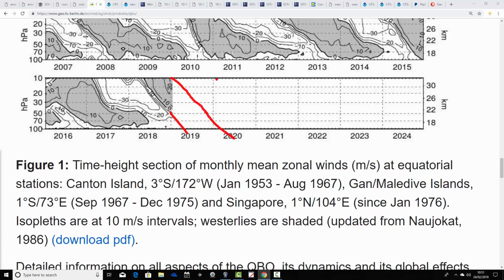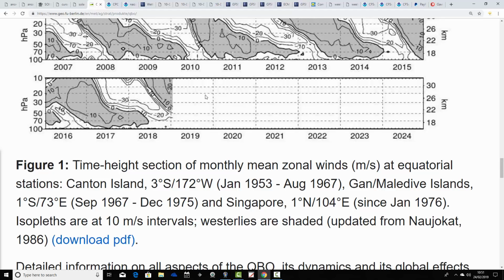And then, of course, later, towards the end of the year, into 2020, that's when the easterly phase of the QBO starts. So this will be a westerly QBO, and this will be an easterly QBO just there in 2020. The QBO should be very reliable. It should almost be like a pulse or a heartbeat that is constant and continuous.